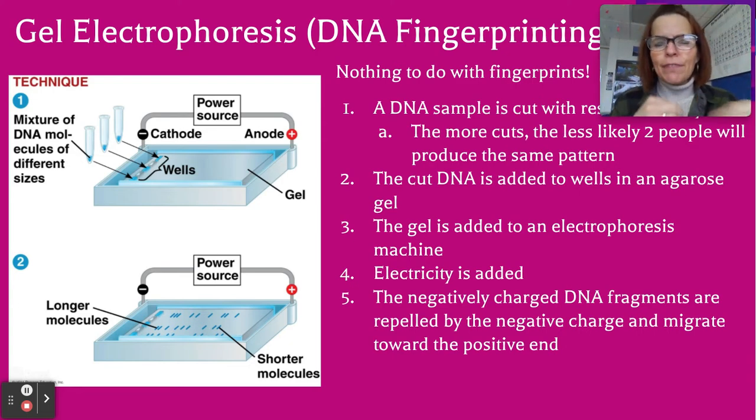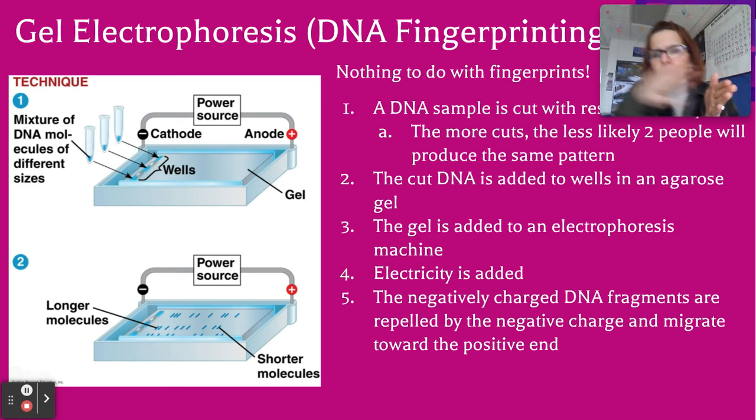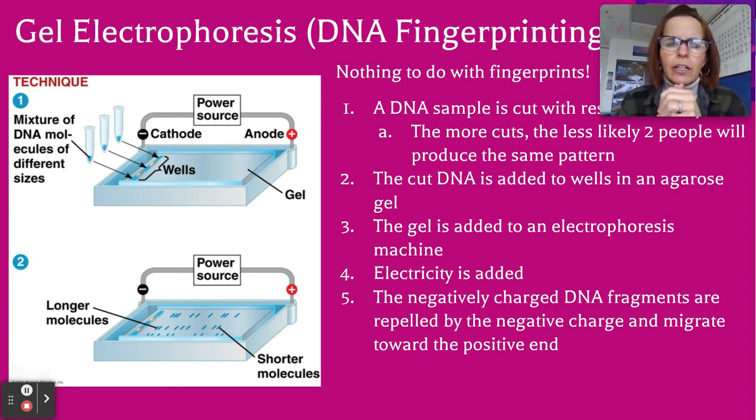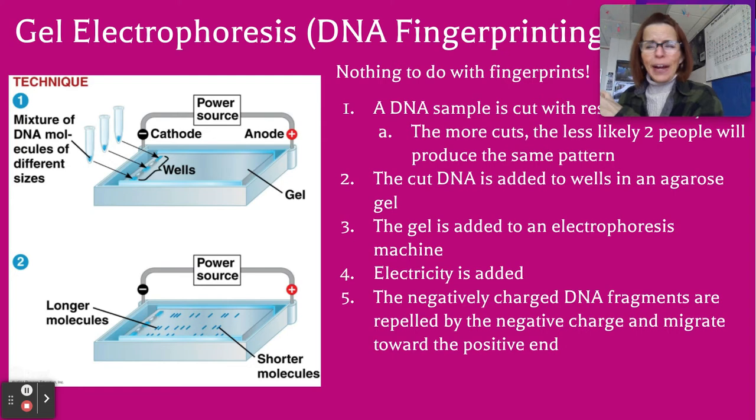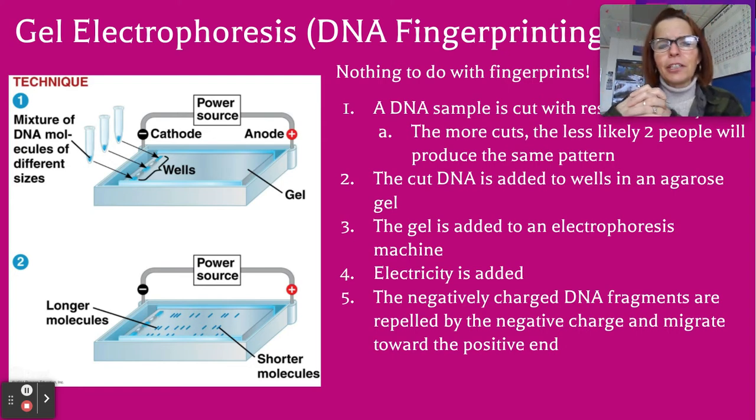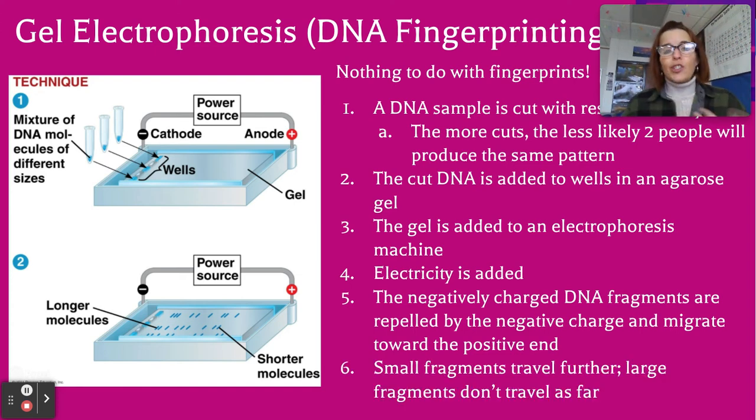So if the DNA is negatively charged and we put it on the negative end of the electric current, they're going to push away from the negative end of the electric current, and they're going to be attracted toward the positive end of the current. And so that means they're going to start migrating across the gel, and they're going to start moving toward the positive end. Smaller fragments experience less resistance as they're traveling across the gel, so they move faster, and big, cumbersome, large fragments of DNA are going to go slower and not travel as far.